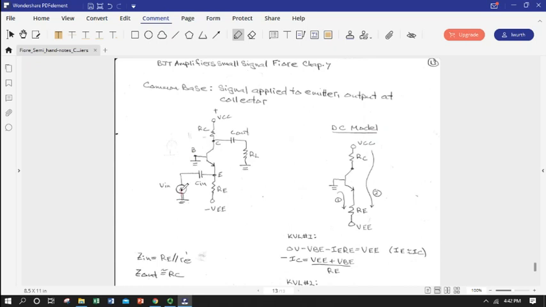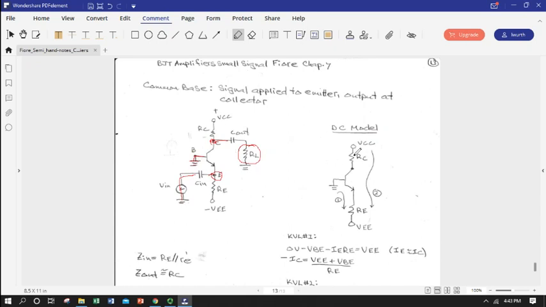It's defined as voltage input at the emitter, which we got right here, and output, here's our load, at the collector. And it's easy to see why it's called common base, because in this case the base is literally at ground or common.